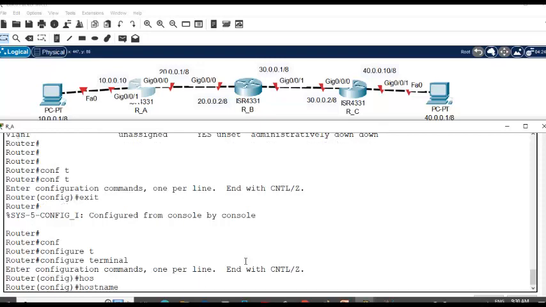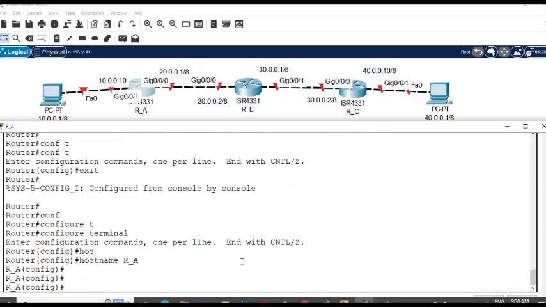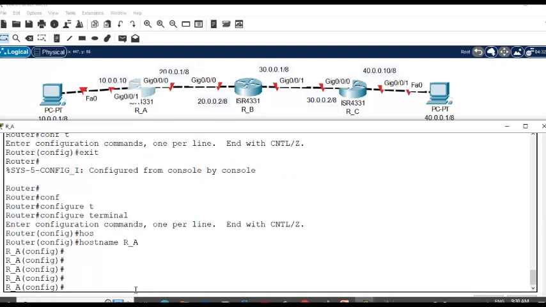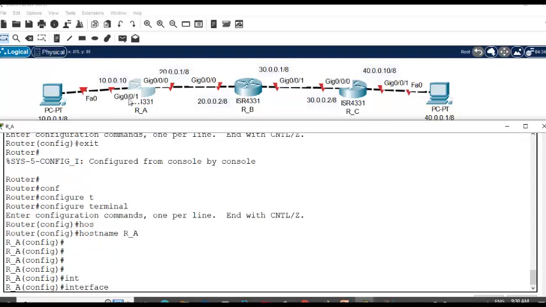I say interface. What is the name here in the picture? G0/0/1. Right, now I'm inside that interface. You see the difference. The global mode is like this, the interface is like this. I'm inside the interface and say no shutdown. So we bring the interface up by typing no shutdown.